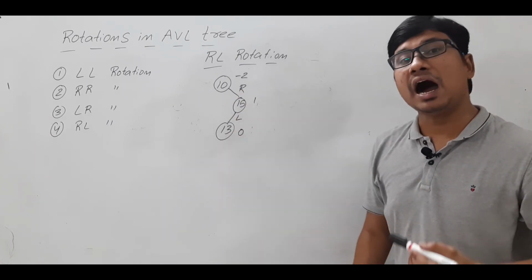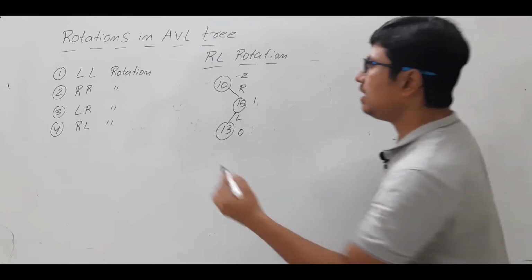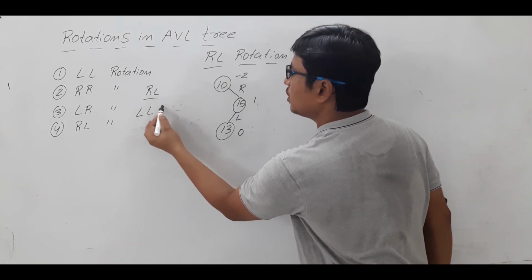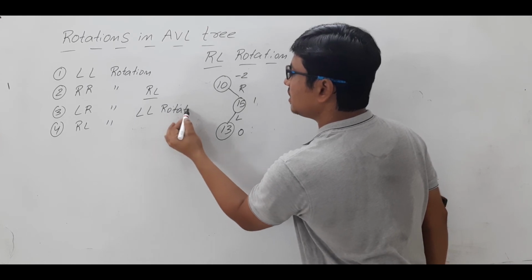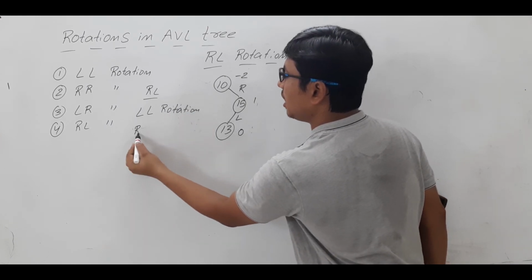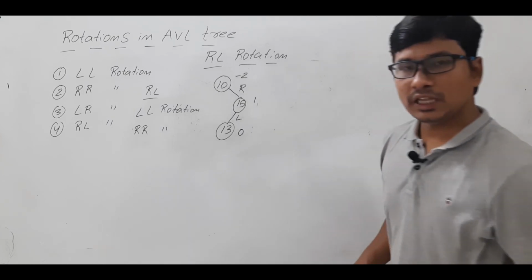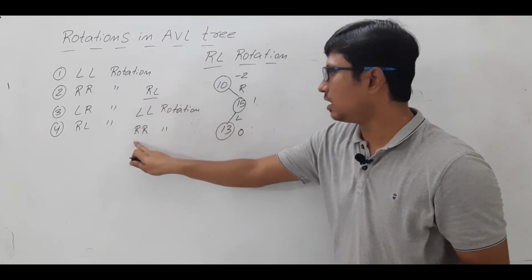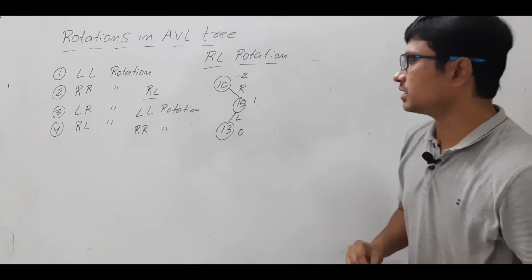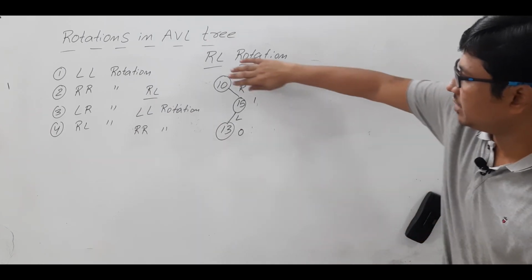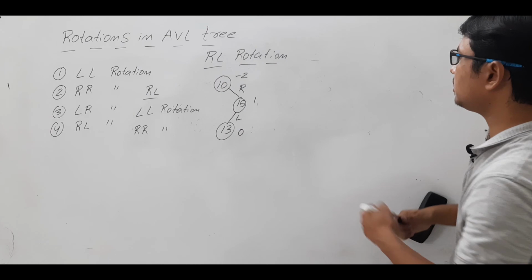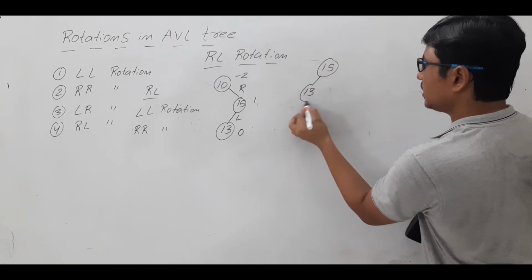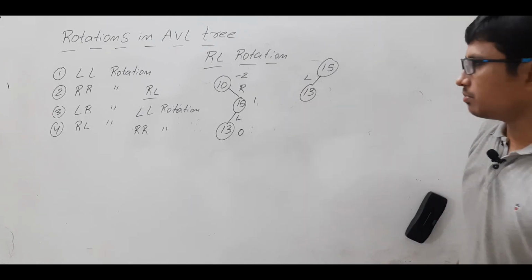to perform RL rotation. RL rotation is nothing but first you need to perform LL rotation and then you need to perform RR rotation. Is it clear? For this L you perform LL rotation, for this R you perform RR rotation. Now what I will do, I will leave this 10, I will take the remaining elements which are 15 and 13. Now I need to perform LL rotation.